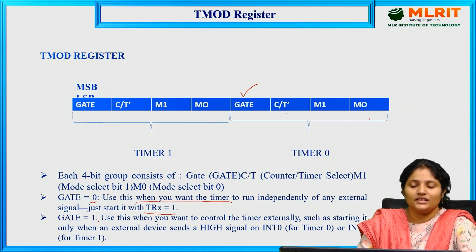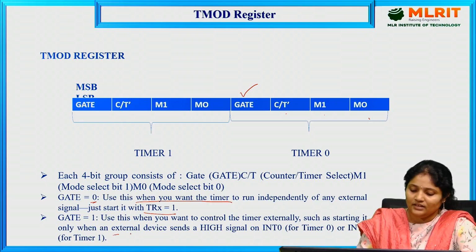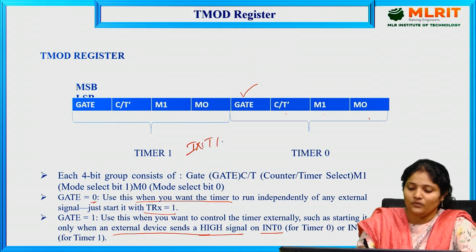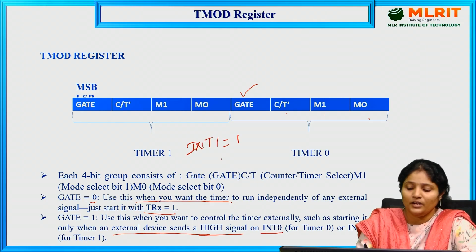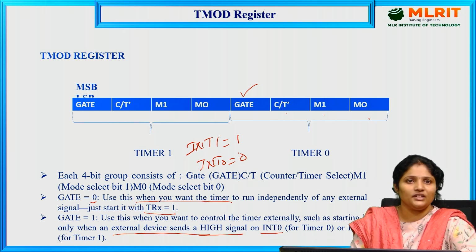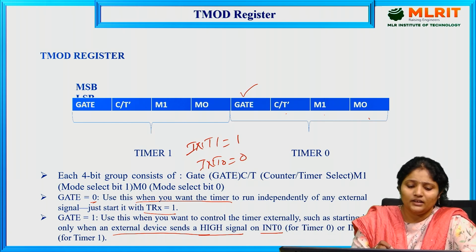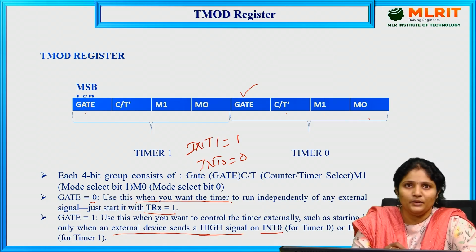Yes, such as starting it only when an external device sends a high signal. That means INT 0 or INT 1: INT 1 for timer 1, INT 0 for timer 0. So in most cases we will be using gate as 0 only, right? Yes. So here, the gate will be used for operating with the software or external.